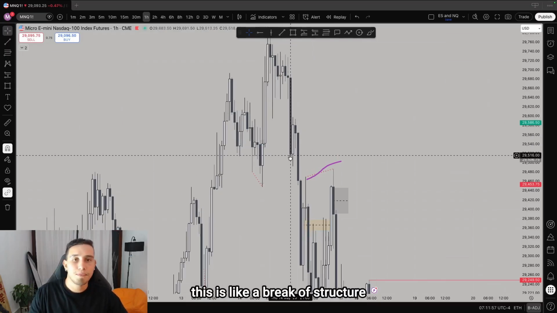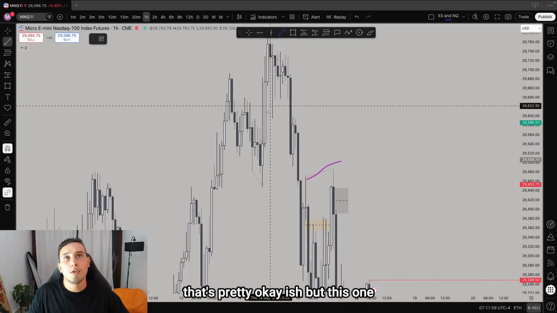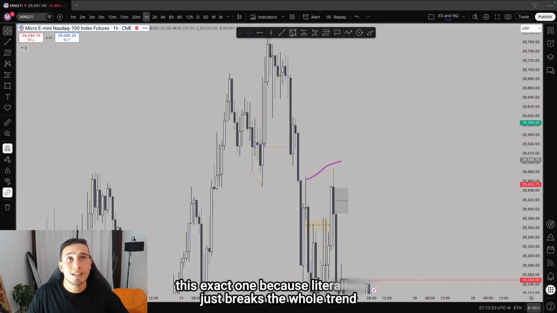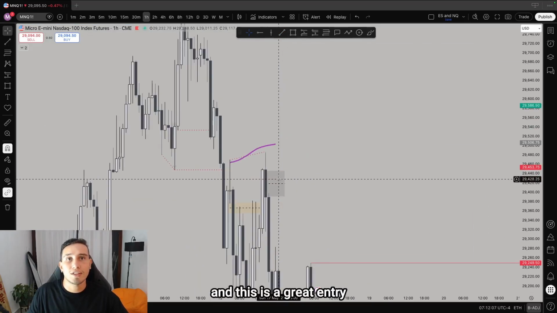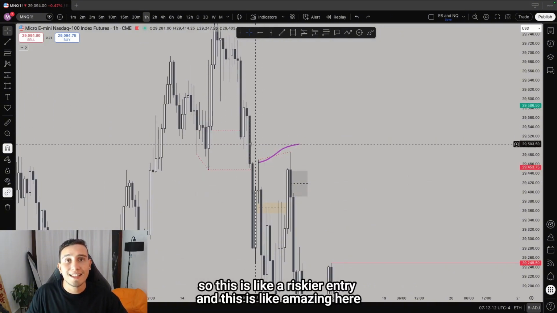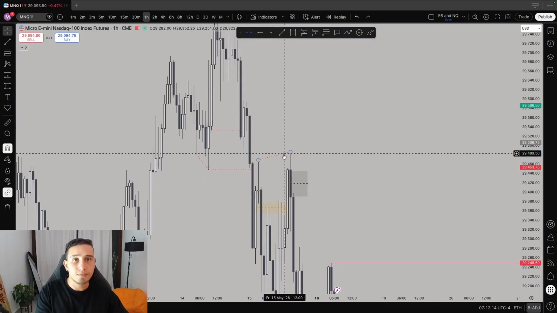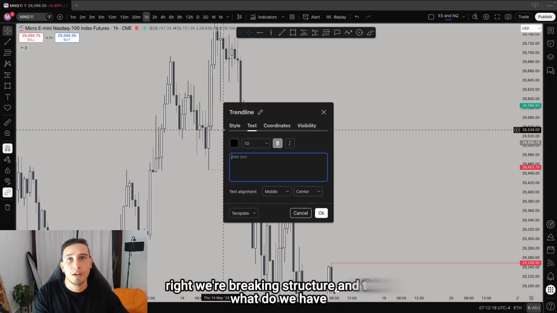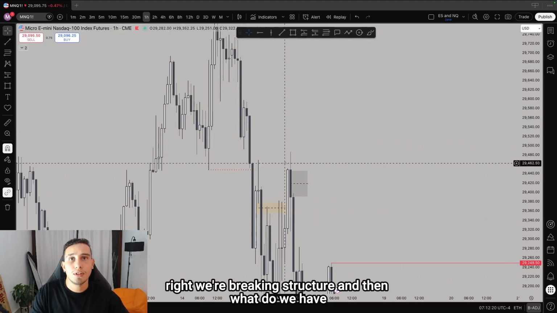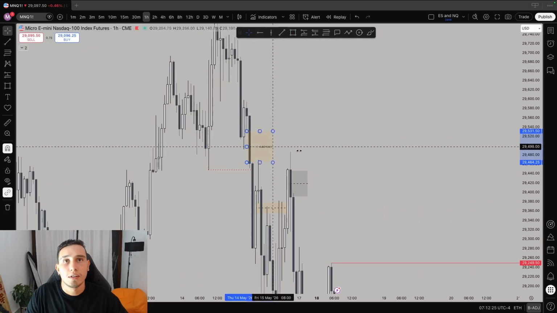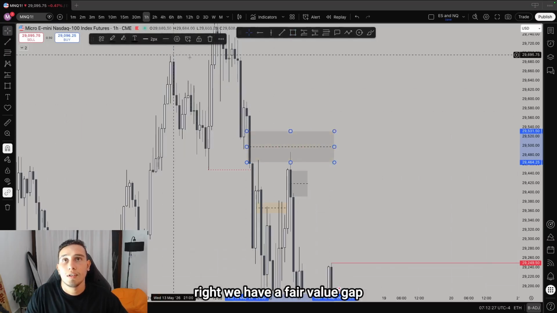This is a break of structure that's pretty okay-ish, but this exact one, because this literally breaks the whole trend, is a great entry. And if you can see, this is a riskier entry, and this is an amazing entry here, because we're breaking structure, right? We're breaking structure, and then what do we have? We have a fair value gap here, right? We have a fair value gap.